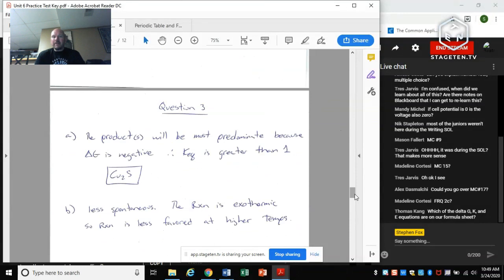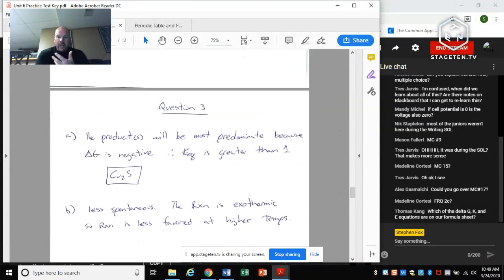And sometimes it's the word predominate. I've had students in the past when I give this test actually come up and ask what that word means. Predominate means what do you have most of in the flask? When the reaction reaches equilibrium, the equilibrium constant is greater than 1 because delta G is negative.